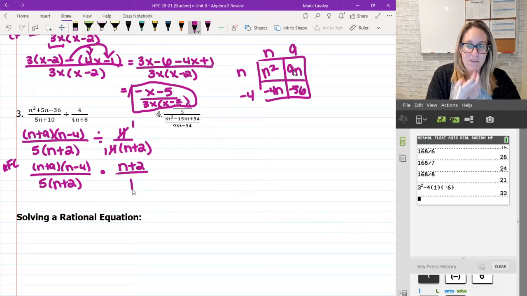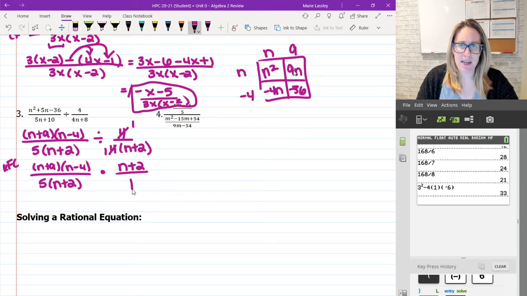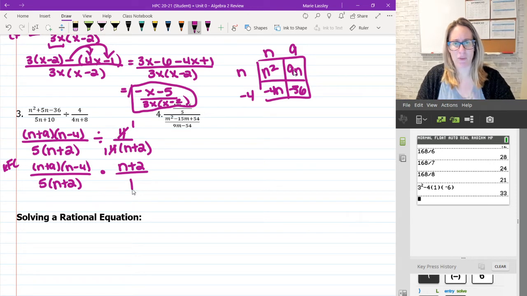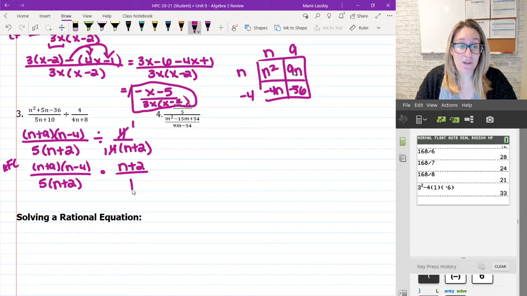All right, don't forget the 1. Sometimes accidents happen and people forget the 1 when we're flipping. Don't do it. All right, now we can do what's called cross simplifying. We're not cross multiplying, but we can simplify.